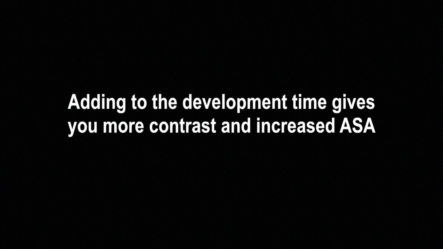When we add time to our development, instead of developing 10 minutes, we develop 12 minutes or 15 minutes or even 20 minutes. When we do that, then to make the negative more normal, we have to give less than normal exposure. So that means our Tri-X would be more like, instead of 400, maybe go 600, or that's a half stop, or 800, that's a full stop, maybe 1200 or 1600.